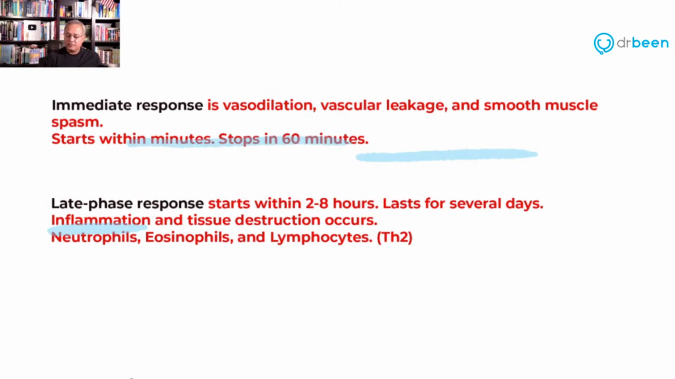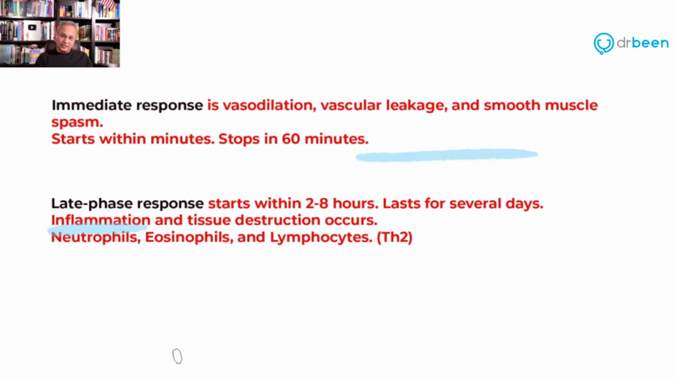This starts within minutes, usually ends in 60 minutes. Why? Because there's not enough chemical substances in the mast cell to keep going for a long time. And luckily, these chemical substances, once they're released, have a half-life. They very quickly get degraded. So these chemical substances are not going to stay there forever. Within 60 minutes, they are degraded and removed.